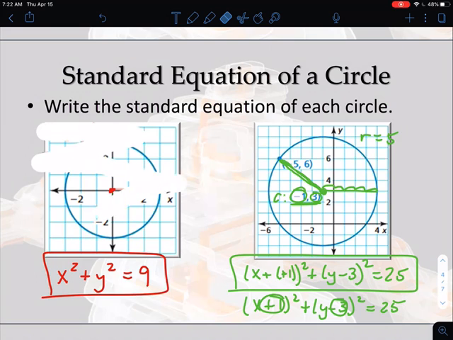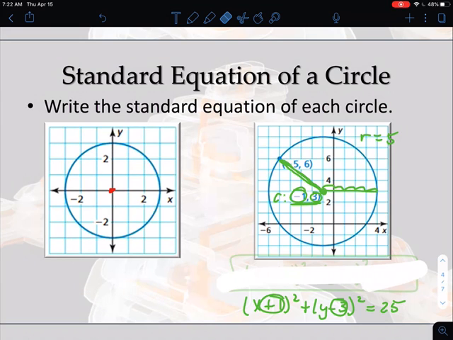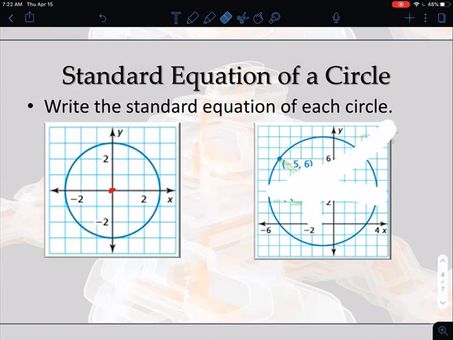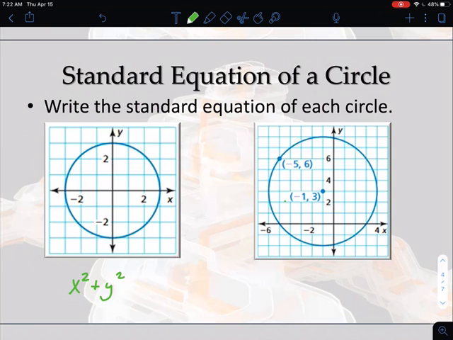Now, the other thing I want to talk about real quick while we have these graphs here is what happens if they ask you to graph a circle. This was finding the equation. What if they say, here's the equation, graph it? If we start with this left example, we'll go with an origin problem. If they say the equation is x squared plus y squared equals 4.